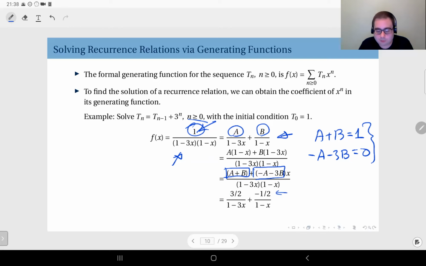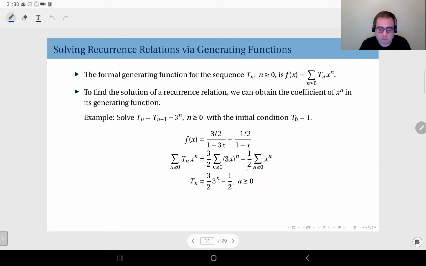Therefore, my generating function is given as 3 over 2 over 1 minus 3x plus minus 1 half over 1 minus x. So what is the next step? Now, when you have this in this form, it's easier to express these as generating functions in some form, right? This I can write, well, that is simply because, remember, the sum over i from 0 to infinity of y to the i is simply 1 over 1 minus y.